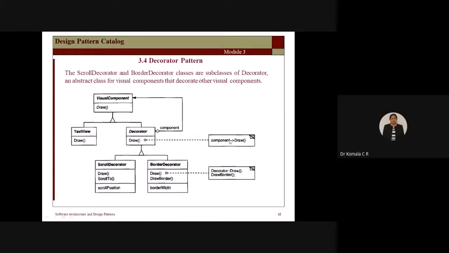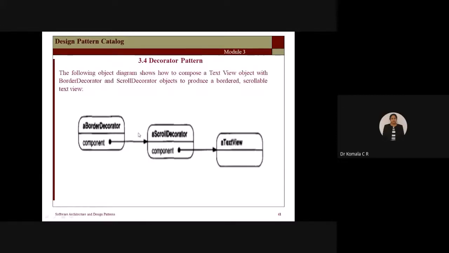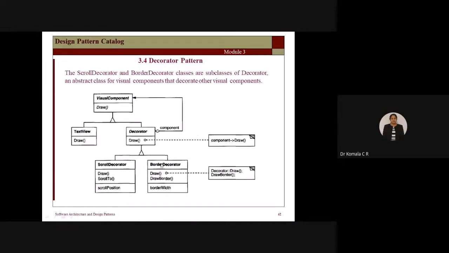What are the different components I am going to add now? This one. You see this, a border decorator I want to add, a scroll decorator I want to add. So I will go for the children class again. So decorator is a parent class now. I will inherit this parent class into two children class. What are those? Scroll decorator and a border decorator.